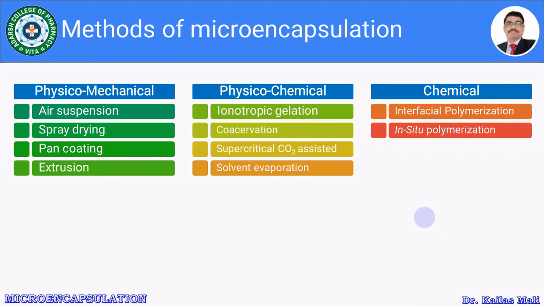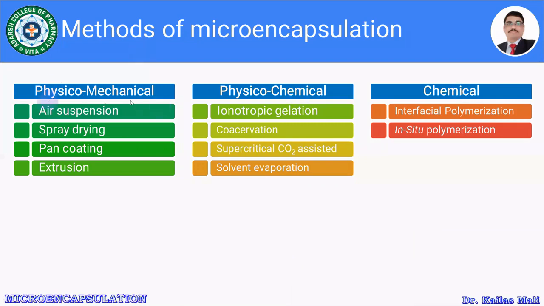The methods of microencapsulation. We have discussed the formulation of microencapsulation. For the formulation, generally we require the core material, coating material, cross linkers if required, or the vehicles, isn't it? Now let us see the methods of microencapsulation. Methods are classified into three types.